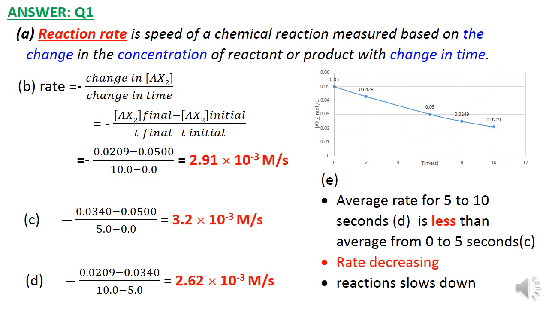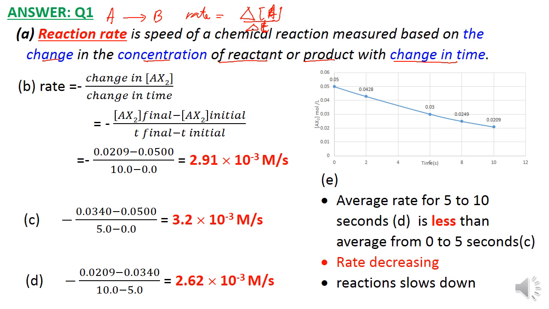For question number 1, A. What's the definition for reaction rate? Reaction rate is the speed of chemical reaction. It can be measured based on the change in concentration of either reactant or product with change in time. For example, if the reactant is A and the product is B, rate can be written as change in concentration, change we denote with the sign triangle, of concentration of A over change of time.